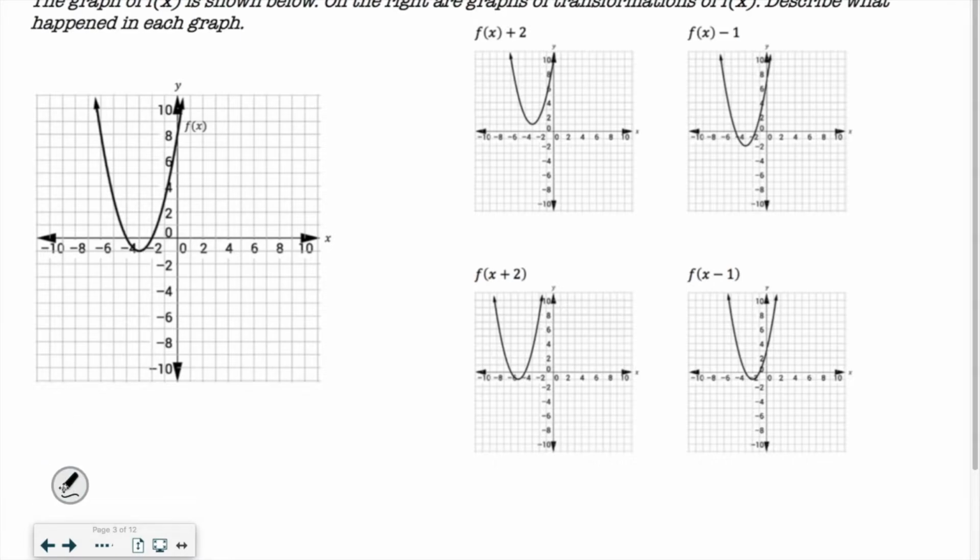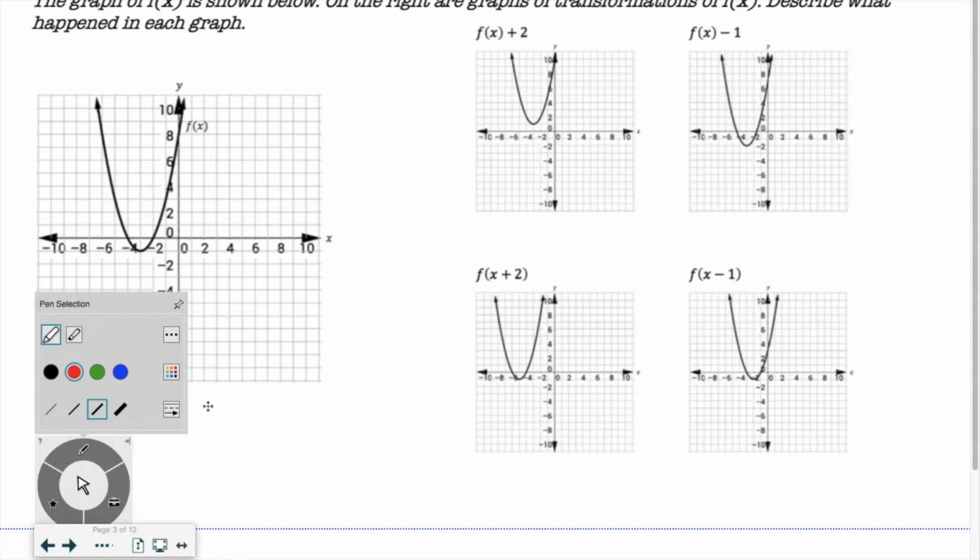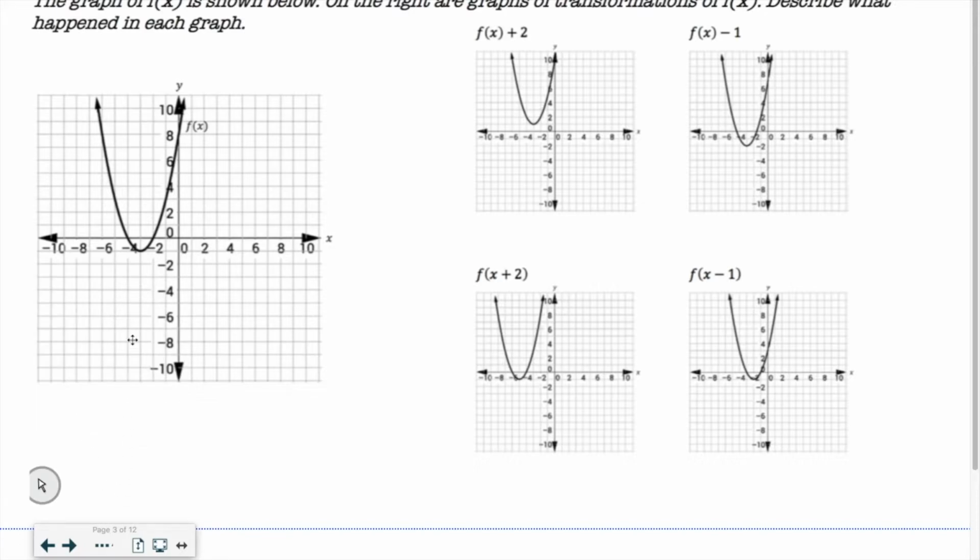So let me see if I can make a mark here. So right here, no, I guess it won't let me. Never mind. So right there is your vertex, which is at -3, -1. And you can see here that that's not at -3, -1 anymore. And this one's not at -3, -1 anymore. So these have been adjusted some way or another.